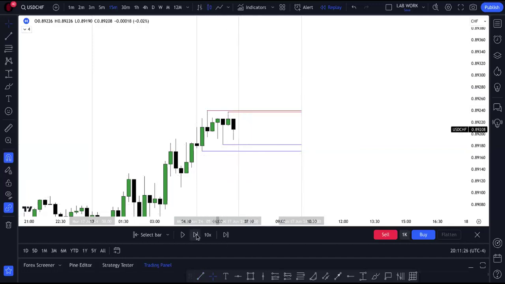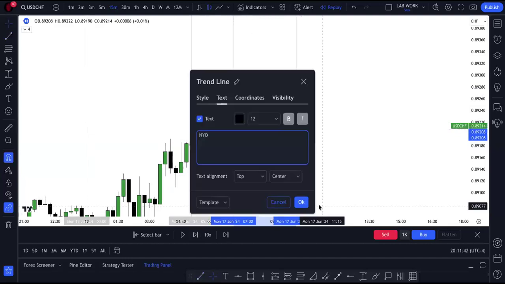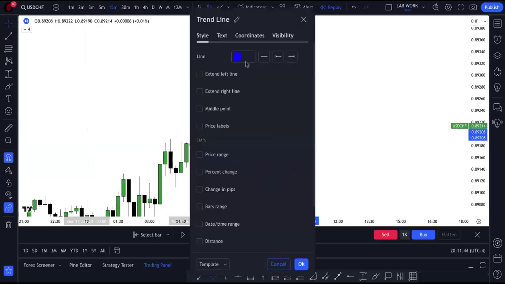I'm going to play it forward. This is 7 a.m. So this is still included in part of this dead zone here, the London here. We're just going to use this, NYO, New York Open.